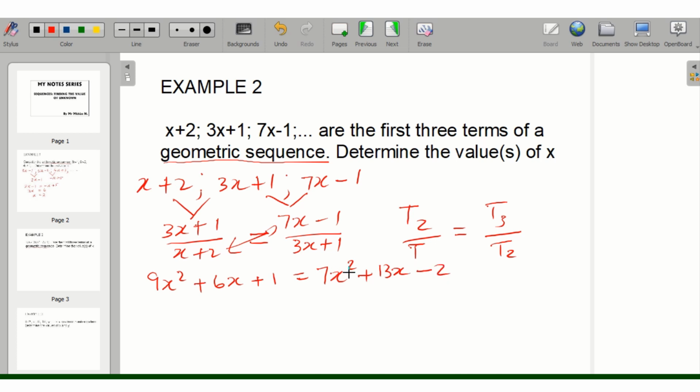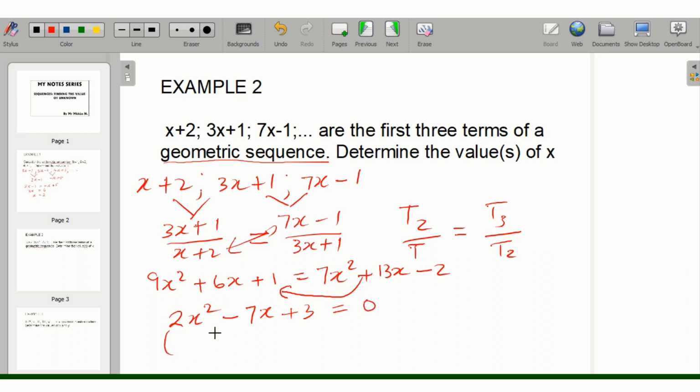And then you have to write everything in standard form, which means you take this and bring it to the left hand side. So you have 9x squared minus 7x squared, so that would be 2x squared. You have 6x minus 13x because the sign will change, so that will be minus 7x. And then this negative will become a positive, so you'll end up with positive 3 equals to 0.